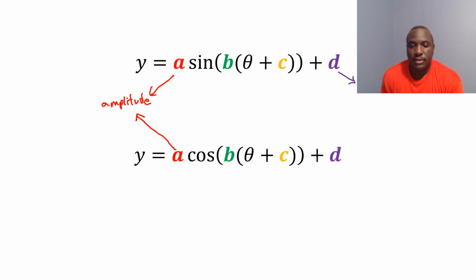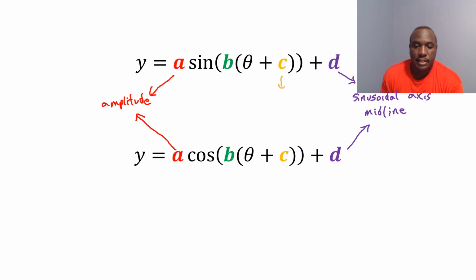This D value is the sinusoidal axis. That's going to tell us where the middle of our function is. Some people call this the midline, again, because it's right in the middle of our function.